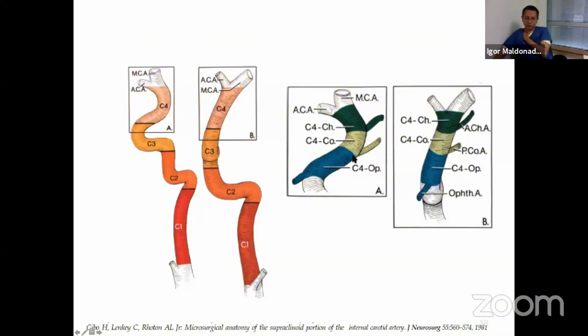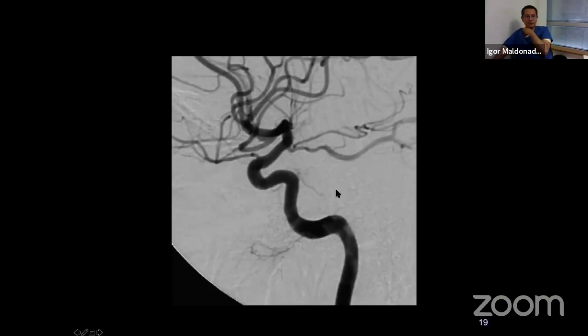Then we can talk about a communicating segment, from the proximal emergence of the posterior communicating artery to just before the anterior choroidal, then the choroidal segment, and finally the carotid bifurcation. Well, that's what we see in this angiogram, lateral view. We can recognize those segments: ophthalmic, communicating, and choroidal. So note these aspects and the change of diameter of the posterior communicating artery. It's very classic.